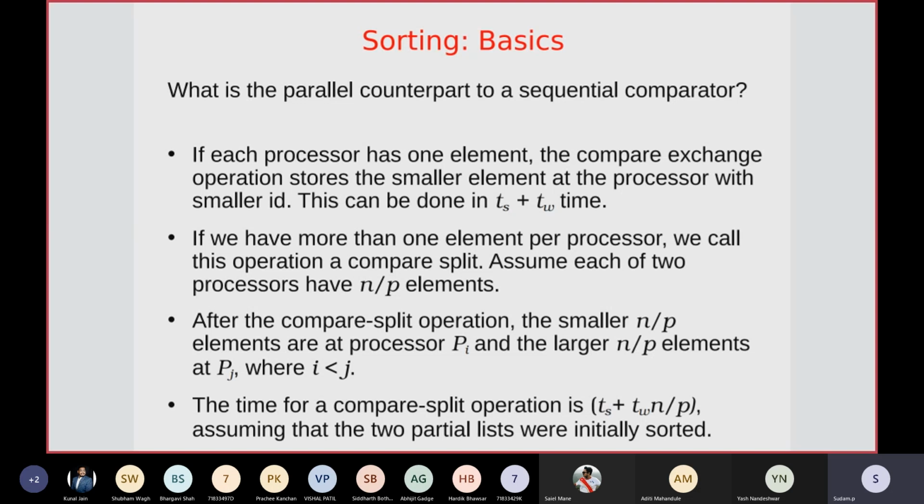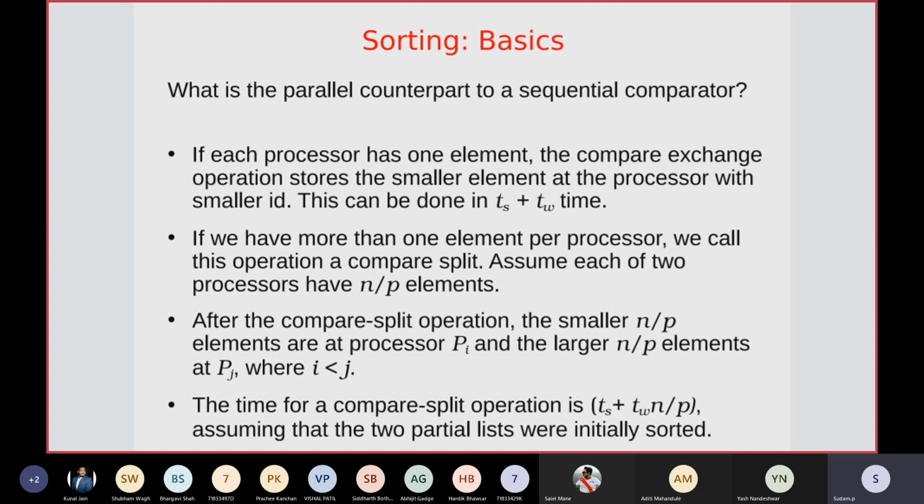Then if we have more than one element per processor, we call this operation a compare split operation. In this case, we will assume each of the two processors has n by p elements. We have already discussed this kind of example: n by p means if there are 100 elements and 10 processors, then 100 by 10, so per processor there will be 10 elements. After the compare split operation, the smaller n by p elements are at processor Pi, and the larger n by p elements are at Pj, where i is less than j.